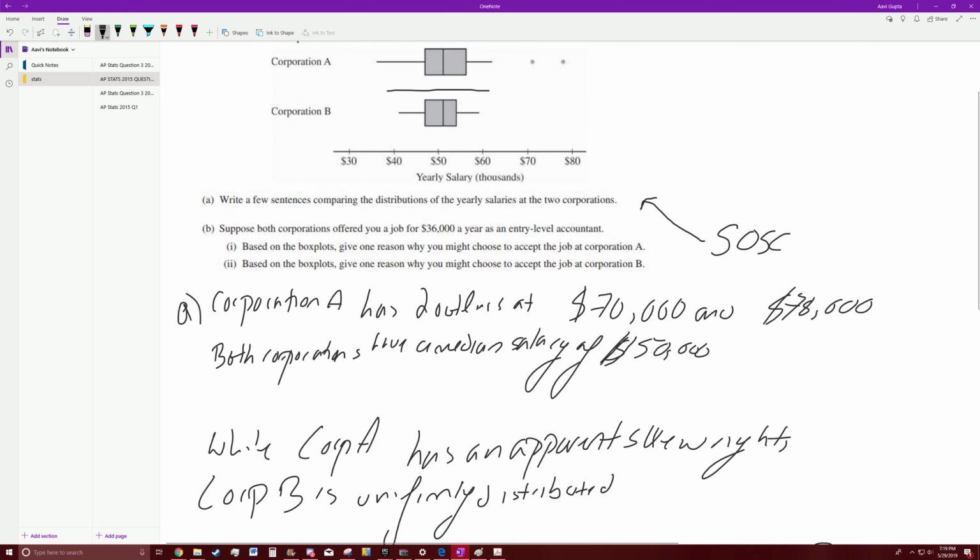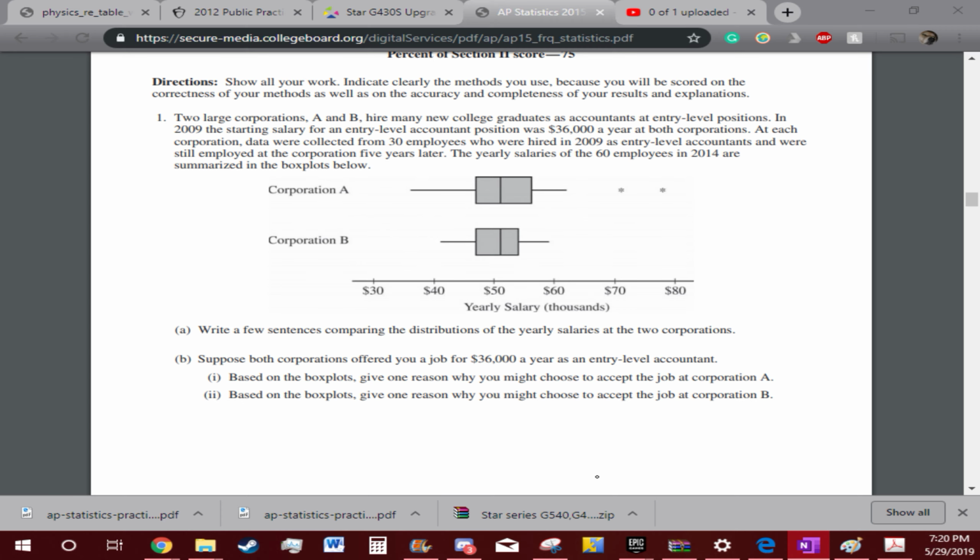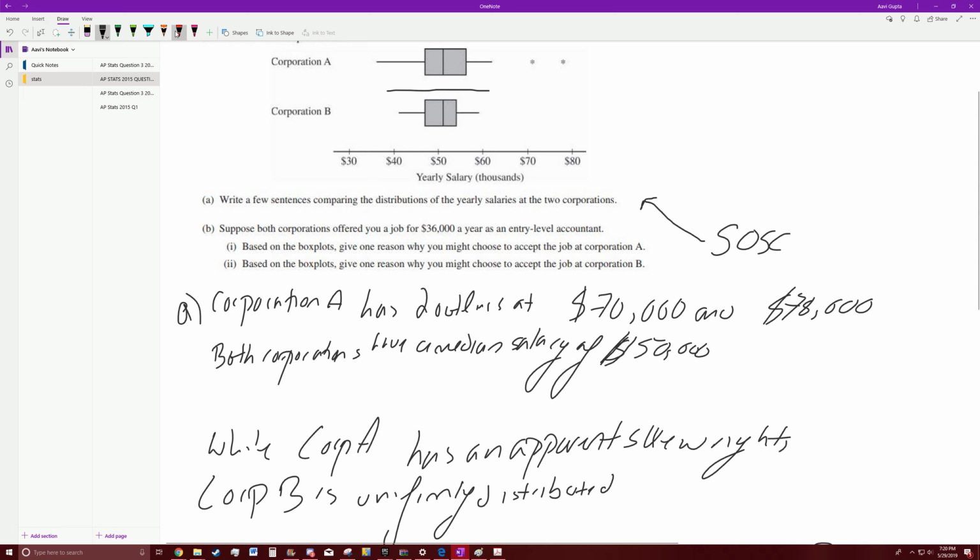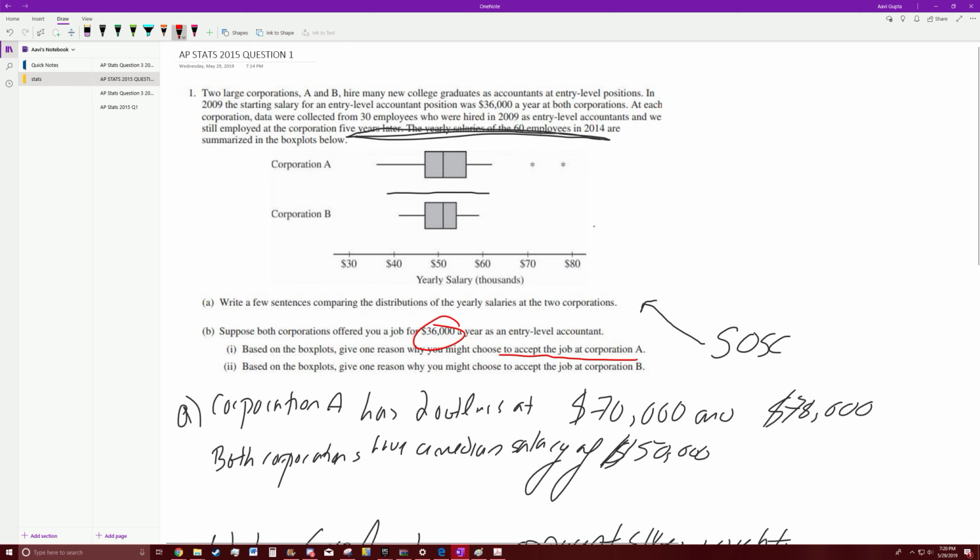Let's look at part B1. Based on the box plot, suppose 36,000 as an entry-level accountant. Give one reason why I might choose Corp A. Well, like I said before, Corp A is more spread apart than Corp B. So I'd say there's a lot more room to grow in Corp A than in Corp B.